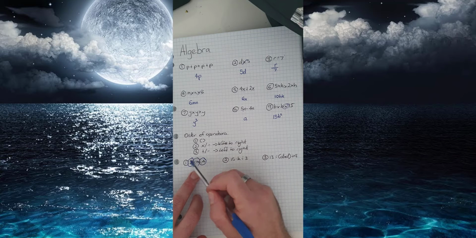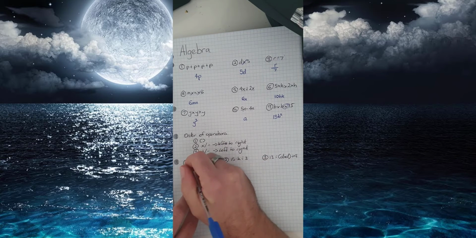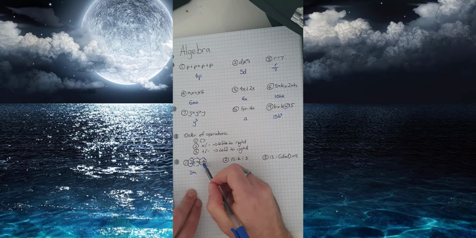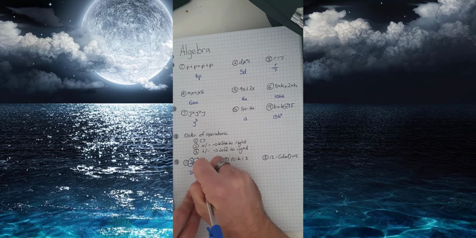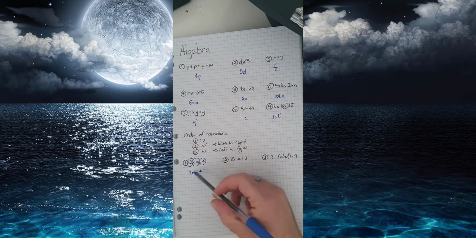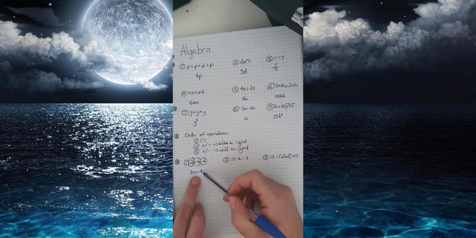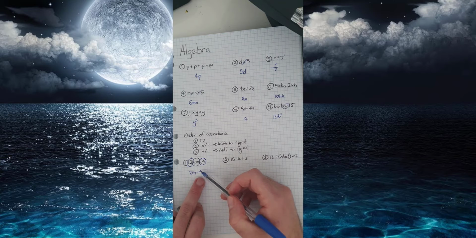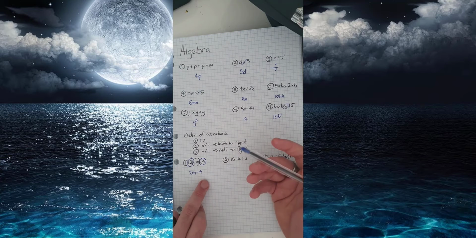So what I'm going to do first, obviously, is my times. So 2m. Now I can write minus 4, because that's the only term I've got left. Now I can't simplify that any further because these are unlike terms. The first term, 2m, has the pronumeral of m, whereas the minus 4 does not.